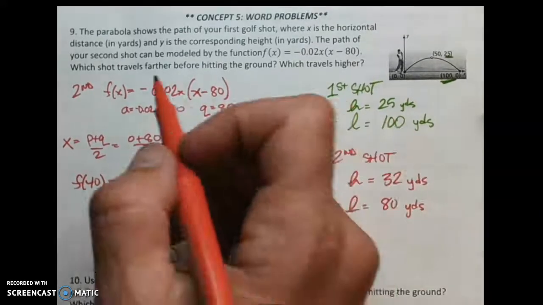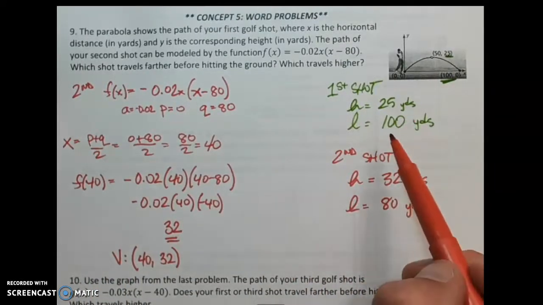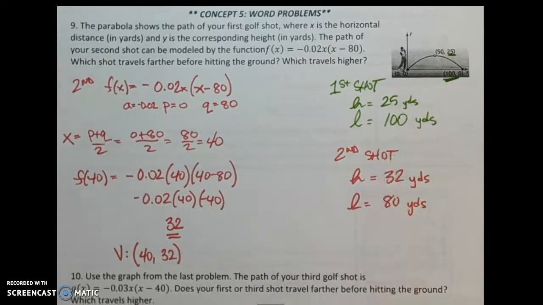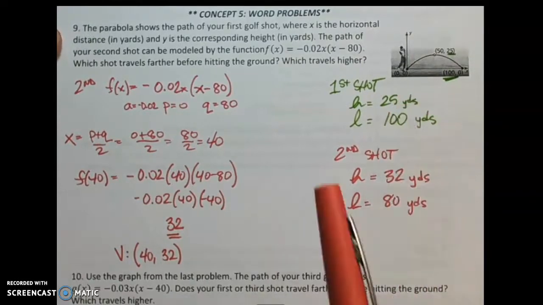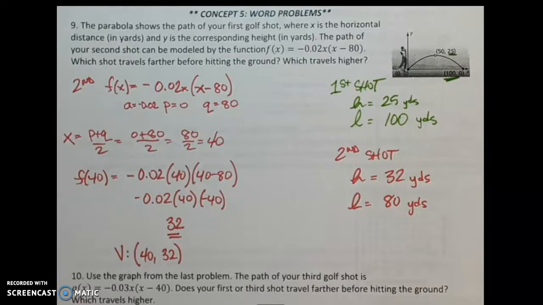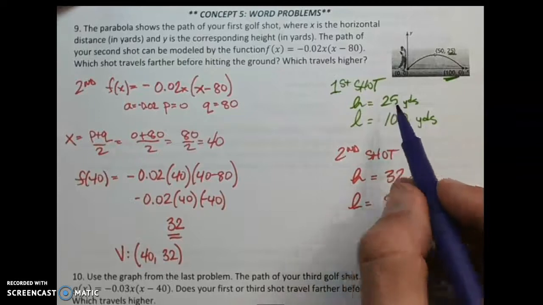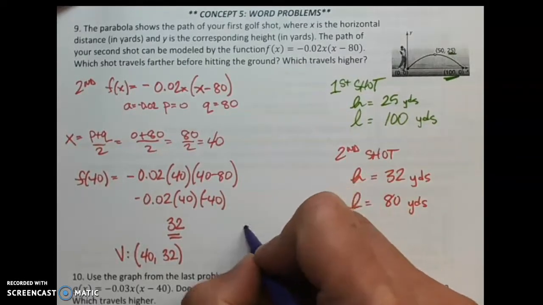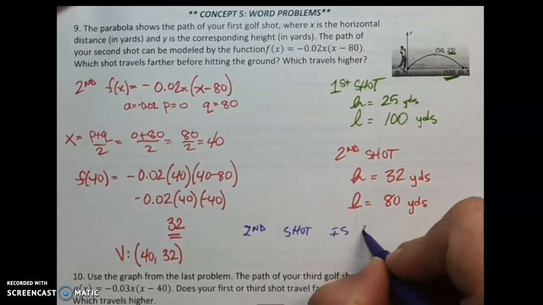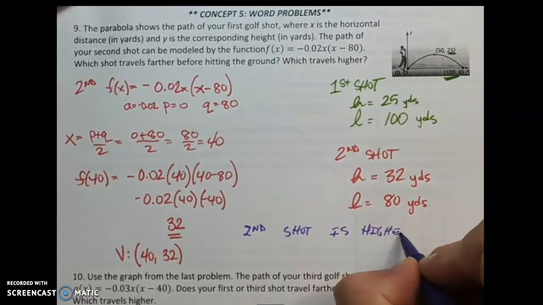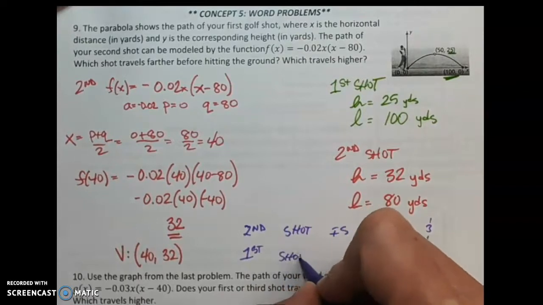Alright, so which shot travels farther? Well, your farther shot is from shot 1. Which one travels higher? Well, your second shot is 32, your first shot is 25, so your second shot travels higher. So, 100 yards goes farther than 80, 32 goes higher than 25. So, second shot is higher. And first shot goes farther.